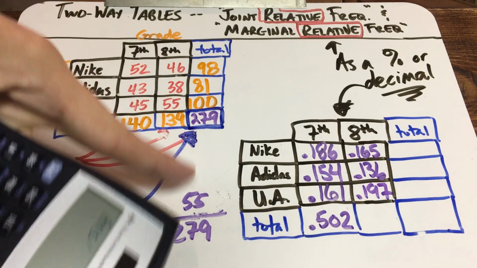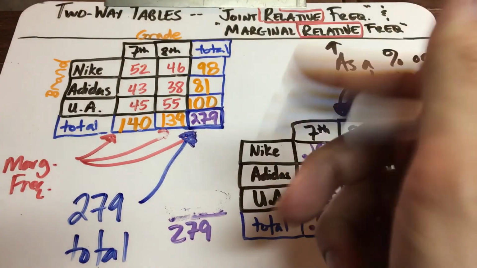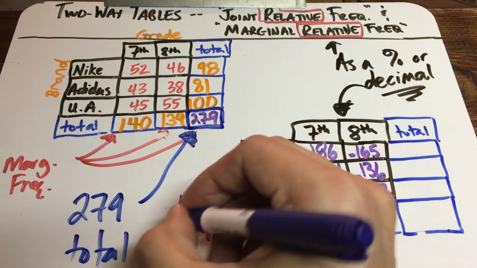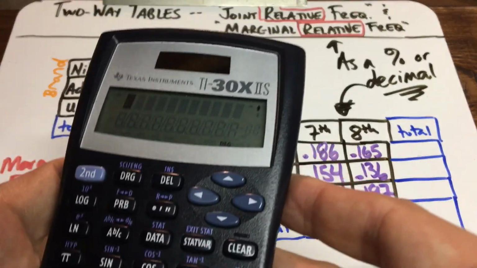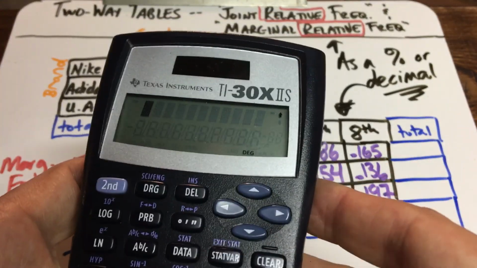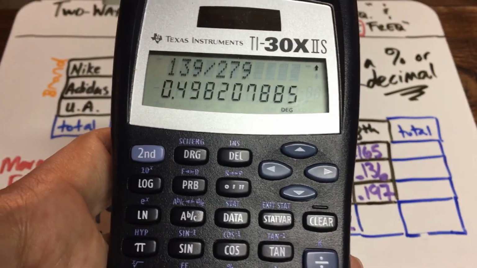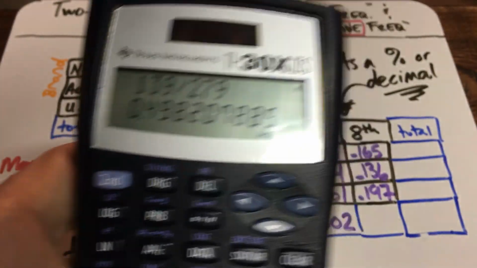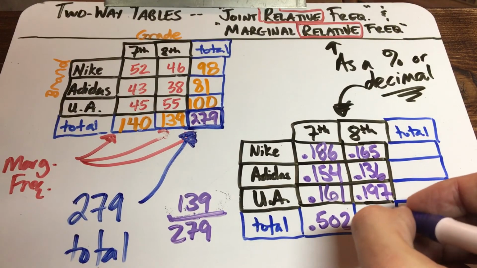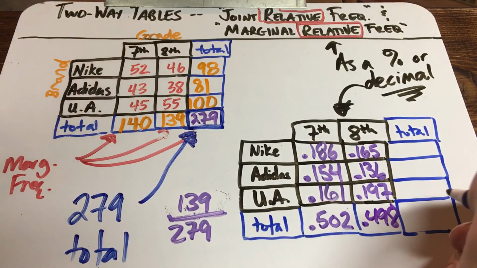And then I could add those three up and get my total, but it would probably be easier just to do 139 divided by 279. Find out what percentage of our students are 8th graders, and I'm going to do 139. Whoa, that is not a 3. Divided by 279, and get 0.498, 49.8%. And that looks like everything should add up correctly, right?